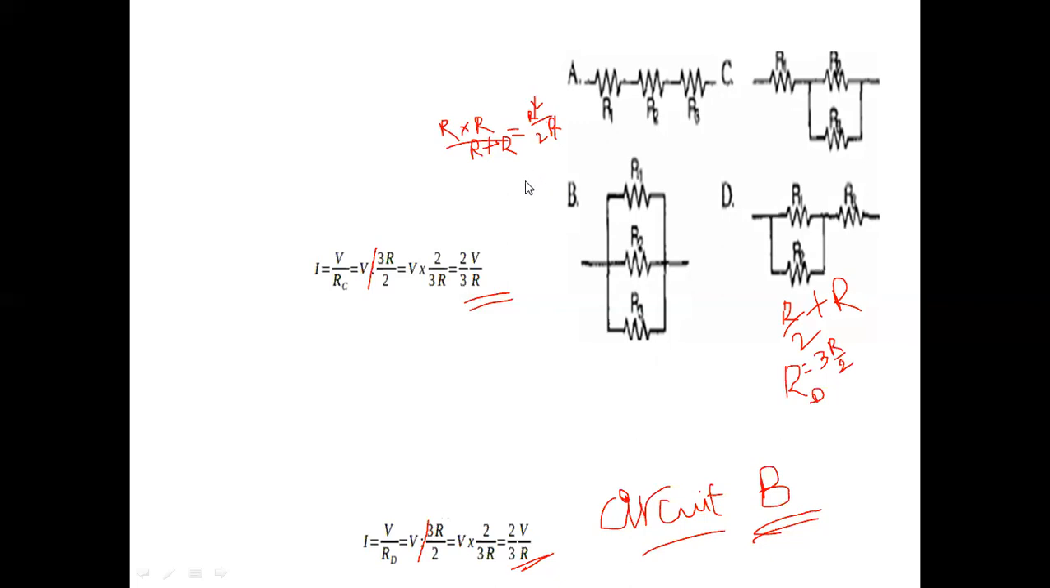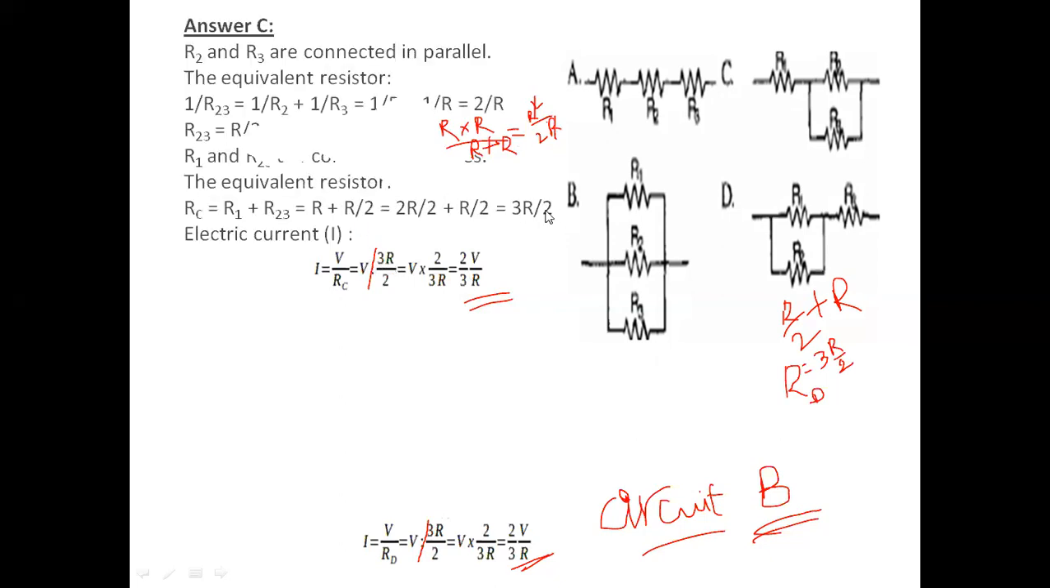So once we are getting that, what is the current here? I equal to V by Rc. What is Rc? This is R by 2 plus R, right? 3R by 2. Now we'll see this one. So this is 3R by 2. So what you will get? 2 by 3 into V by R. That is the current in this case.